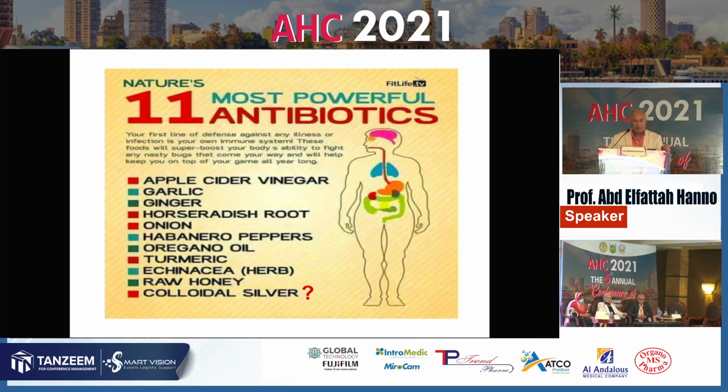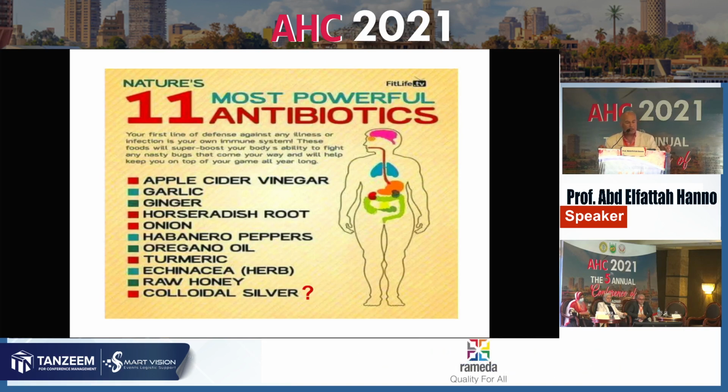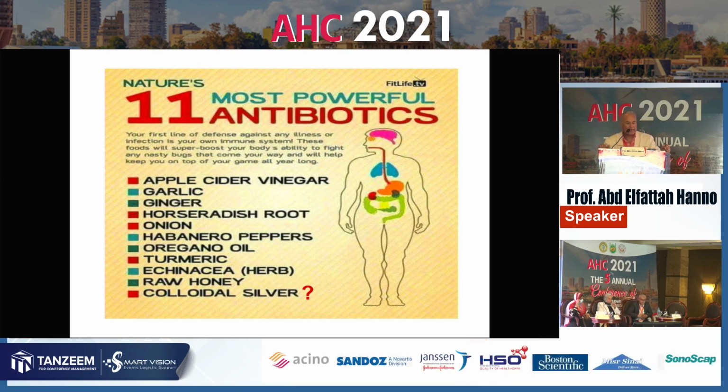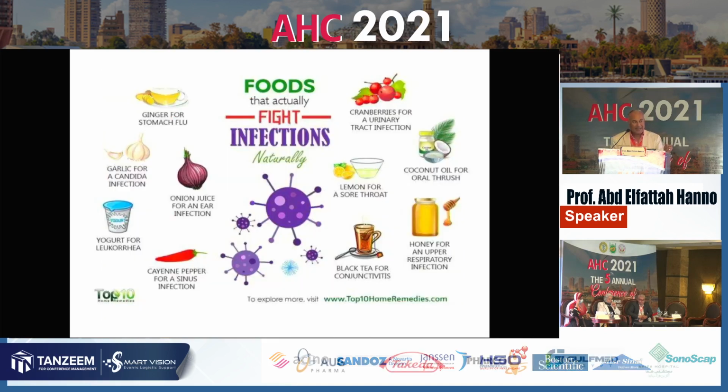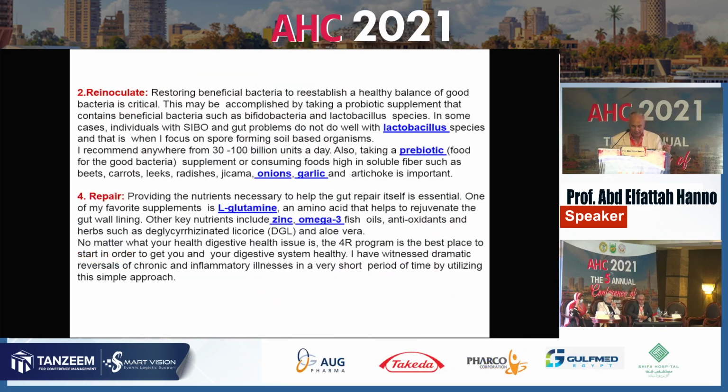Don't miss what we call back to nature. It is about the 11 most powerful natural antibiotics, like apple cider vinegar, simple things like that, garlic, ginger and onion, which play an important role in the restoration of the microbiota, which is essential for the balance between the harmful and the beneficial bacteria.